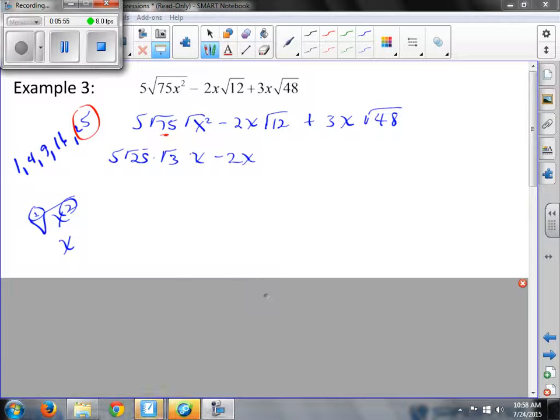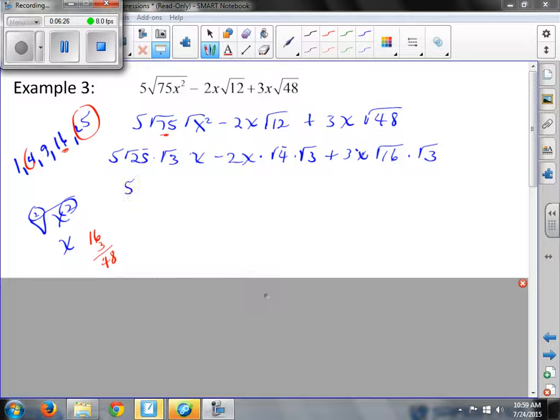Now what perfect square goes into 12? That would be a 4. So I'm going to change the square root of 12 to the square root of 4 times the square root of 3 plus 3x. Let's see, what perfect square goes into 48? I believe 16 times 3 is 48, isn't it? Yes. Okay, so I'm going to convert the 48 into the square root of 16 times the square root of 3.